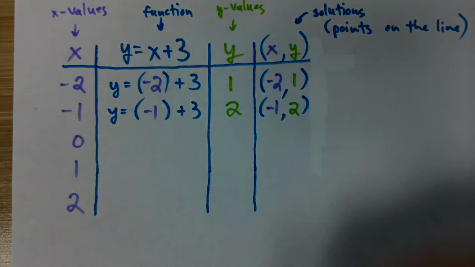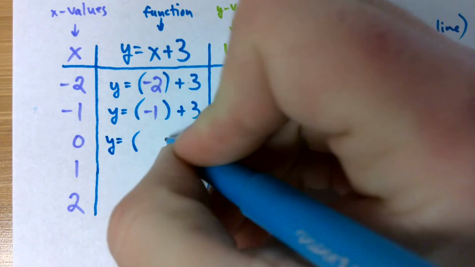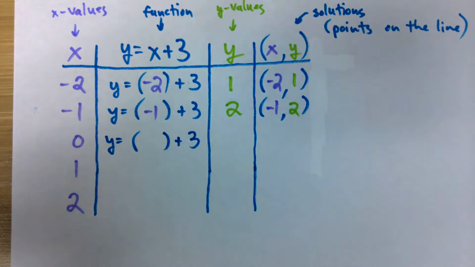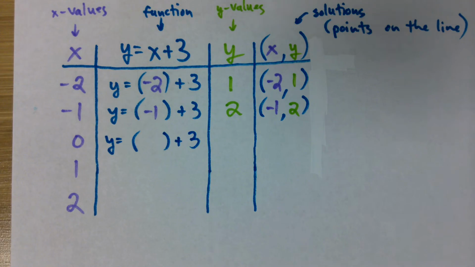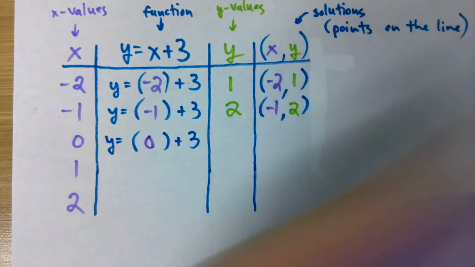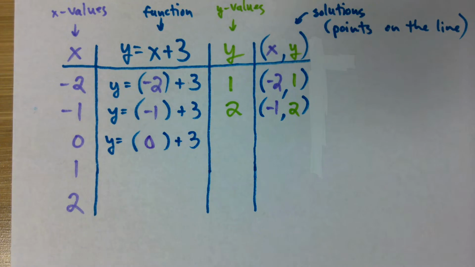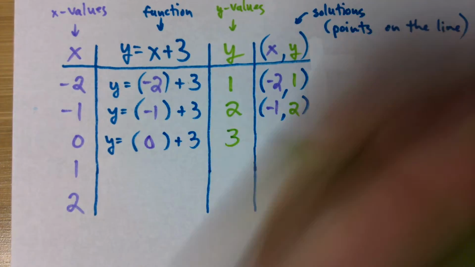Okay? Let's move on to the third x value. Y is equal to open parentheses plus 3. What are we going to put in these parentheses here? 0, right? What's 0 plus 3 going to give us? 3.